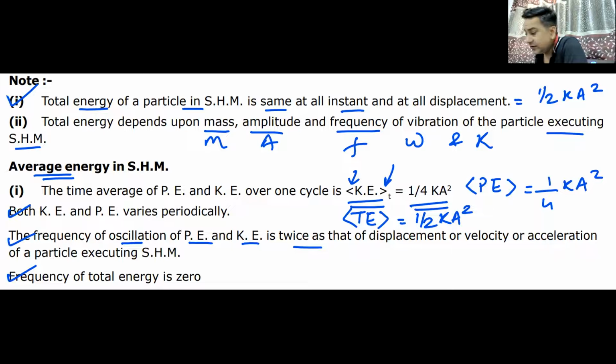It always remains constant. I think I mistakenly wrote it as 1 by 4 k square. It's not 1 by 4 k square. Average of total energy is half k square. Do we understand this? Average of kinetic energy is 1 by 4. Average of potential energy is 1 by 4. Average of total energy is half k square. Will you remember this?